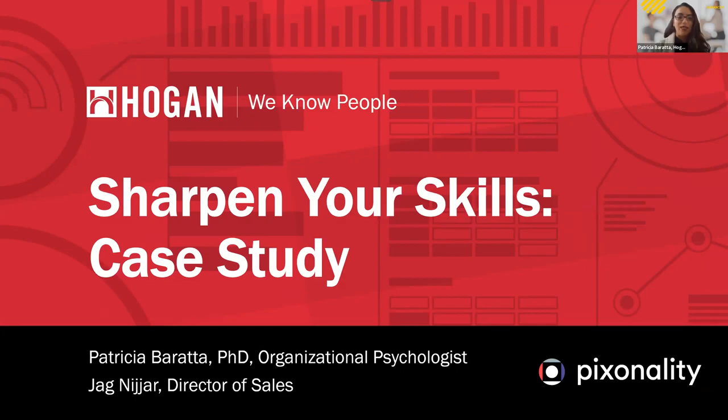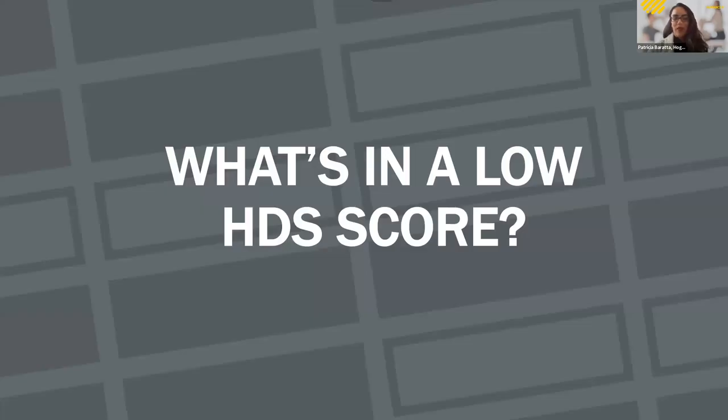Okay, so let's start with what's in a low score. In more recent years, Hogan has started to take a closer look at low scores in the HDS, so anything below the 20th percentile. You might remember Hogan saying, high scores are what can get you fired, and he adds that low scores are what can get us passed over.